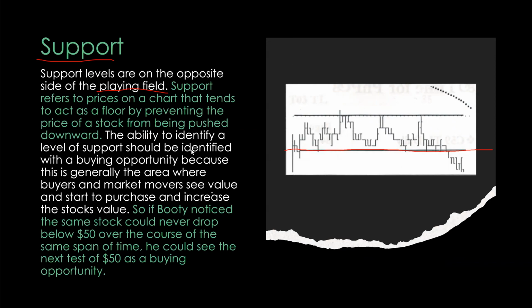Support refers to a price on a chart that tends to act as a floor, preventing the price from being pushed downward. The ability to identify a level of support should be associated with buying opportunities, because this is generally the area where buyers and market movers see value in the underlying and start to push in. So if Booty noticed the same stock could never drop below 50 here, over the course of a good strong timeline, he could see the test as a buying opportunity. Even though here we see that it broke 50, you could see buying opportunity here, buying opportunity here, all the way through.